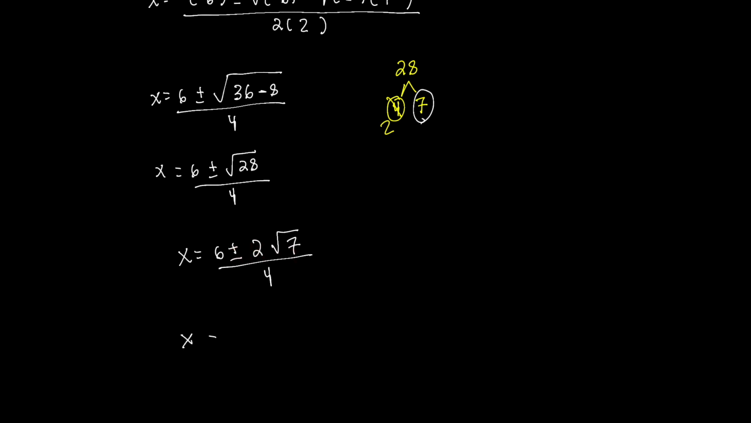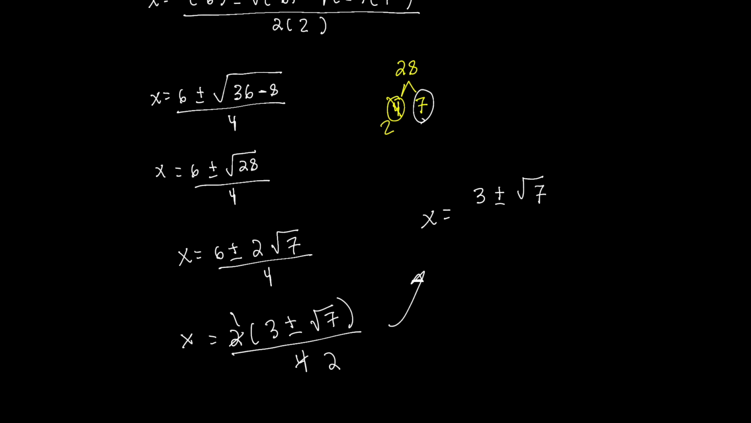So here I get that x is equal to 2, and then 6 divided by 2 is going to give me 3, plus or minus, and then 2 divided by 2 is 1, but I'm just going to record the square root of 7 since 1 is not really going to change the value of that, and then we get 4 on the denominator. Finally, the 2 and the 4, we can simplify that as 1/2, and we get that x is equal to 3 plus or minus root 7 over 2.